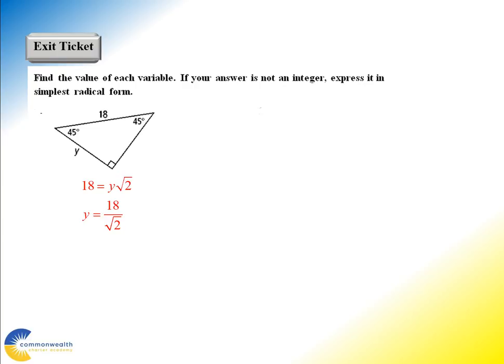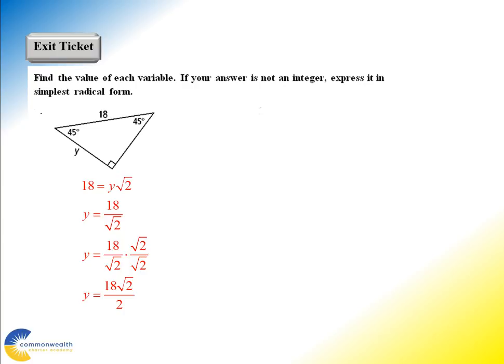So I am going to multiply this by the square root of 2 over the square root of 2, which is essentially multiplying it by 1. So, I'm not changing the value of this. But what it allows me to do is, on top I just get 18 times the square root of 2. On the bottom I have the square root of 2 times itself. So essentially I'm squaring a square root. So I just end up with 2 in the bottom.